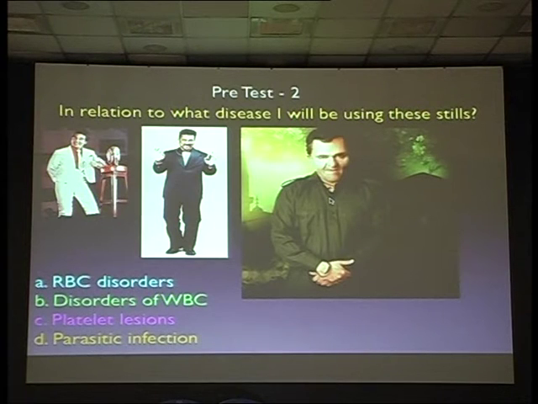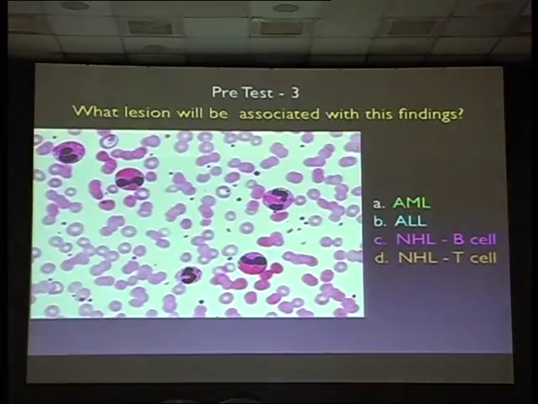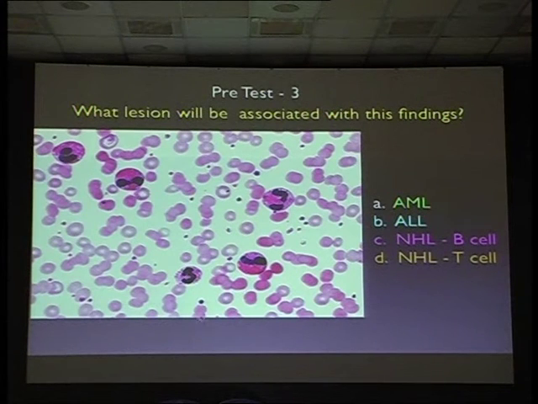Okay, so what disorder will I use this still to compare? Is it RBC, WBC or platelets? What lesion will be associated with this? What do you see here? Eosinophils, okay? In what condition do you see eosinophilia? In all these four. There's only one condition associated with eosinophils.